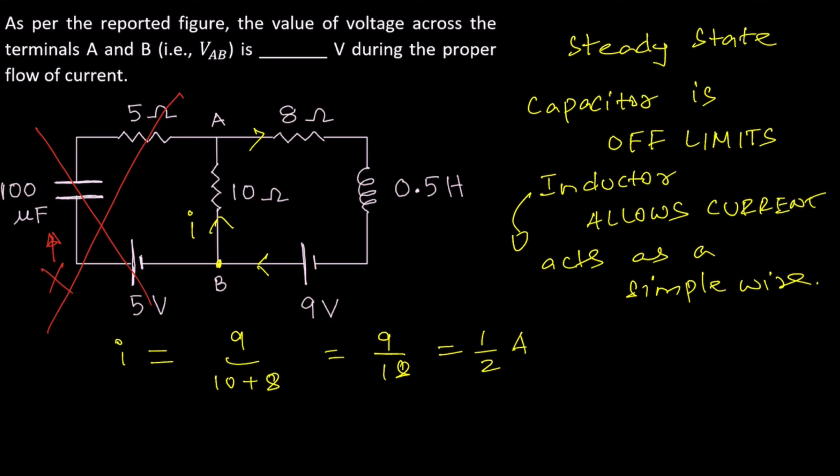Now what is the potential drop across A and B, which is simply I into R. So 1 by 2 into 10, that's 5 volts. So the potential difference between these 2 points is 5 volts.